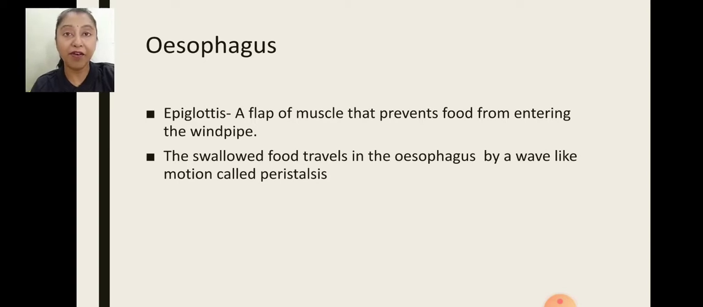Now the bolus has entered the esophagus, and now it reaches the stomach. How does it reach? It doesn't fall directly from the throat to the stomach. It passes through the esophagus by a wave-like motion called peristalsis. The circular muscles present in the esophagus, like all muscles, move by contraction and relaxation. So these muscles also contract and relax, and in this way they push the food towards the stomach.